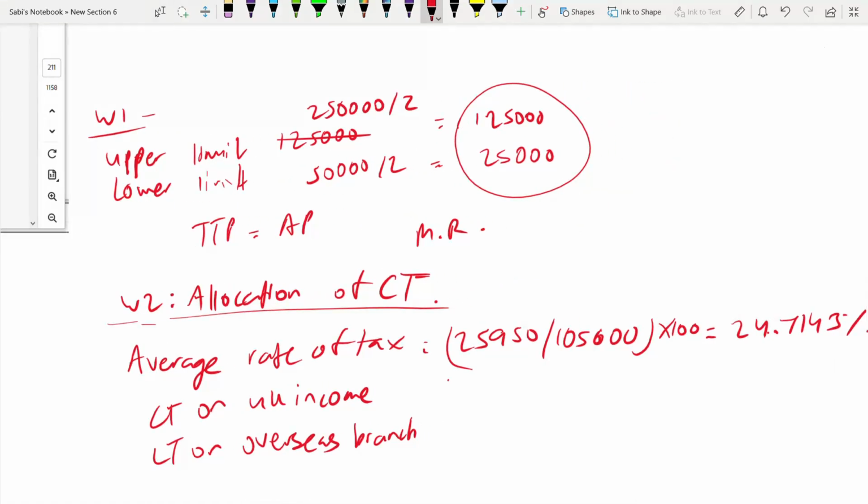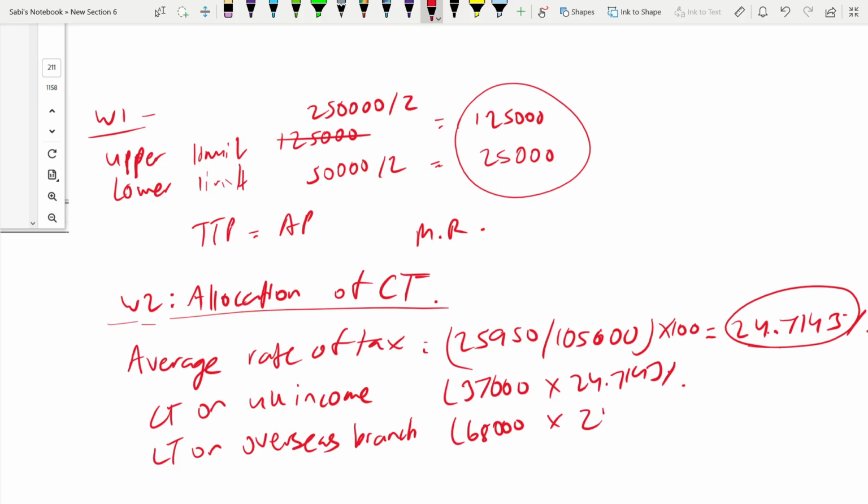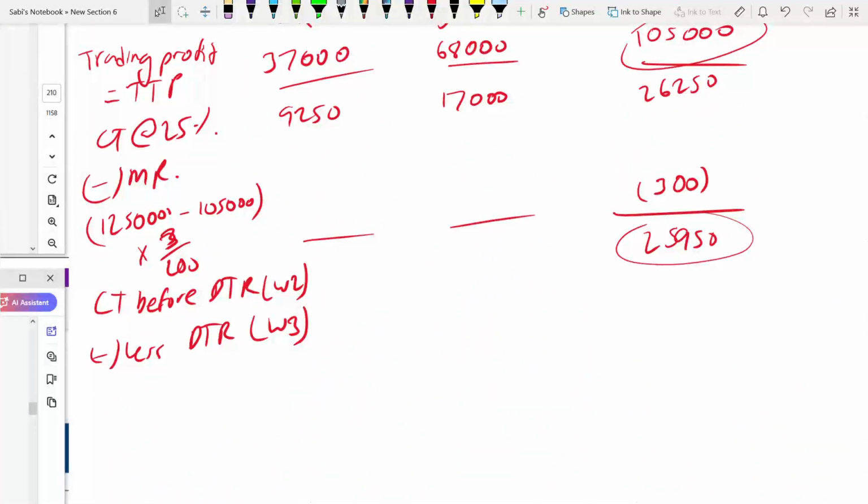So what is your UK profit? 37,000 trading profit, and overseas is 68,000. You need this rate now to apply, 24.7143%. You see why you need the average rate of tax to apply it. So then it's 9144 and 16806. So UK is 9144 and branch 16806. If you add up these two, you will get 25,950.